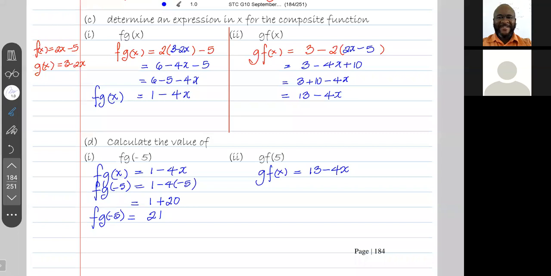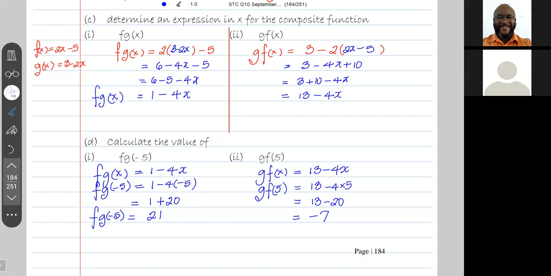All right, guys. So if you already know that g of f of x is 13 minus 4x, and you're asked to find g of f of 5, all you have to do is, over to the right, wherever you see x, replace it with 5. So this is 13 minus 4 times 5. This is 13 minus 20. The answer here is 13 minus 20 is minus 7. If the signs are different, subtract and keep the sign of the larger number.